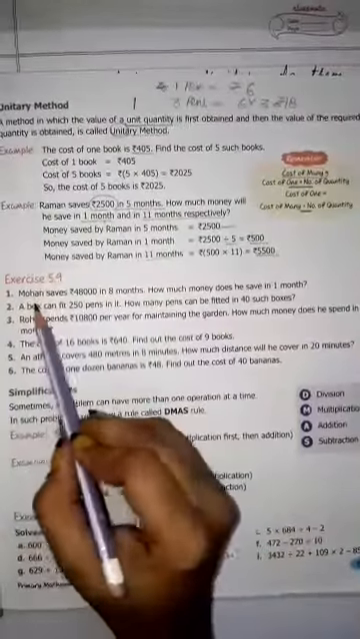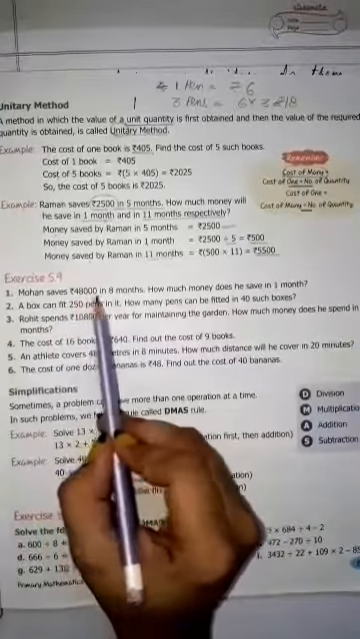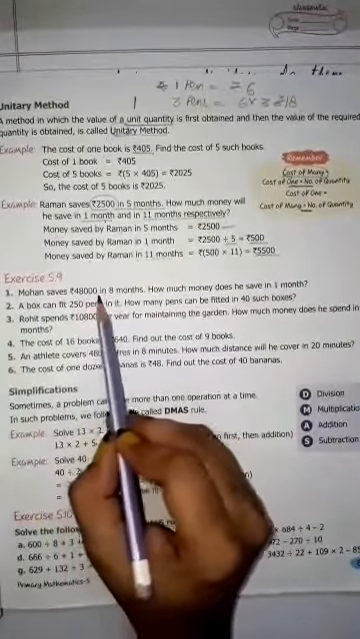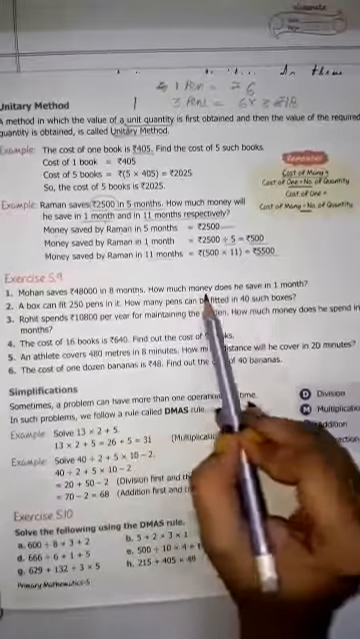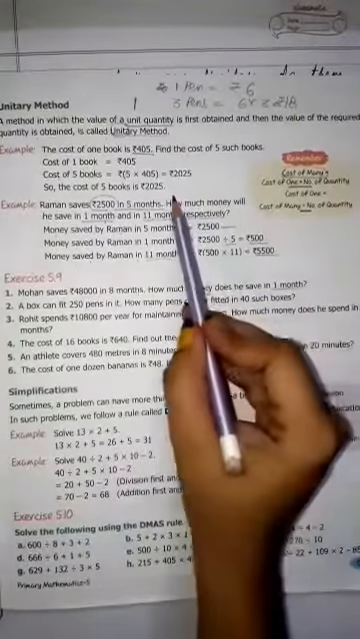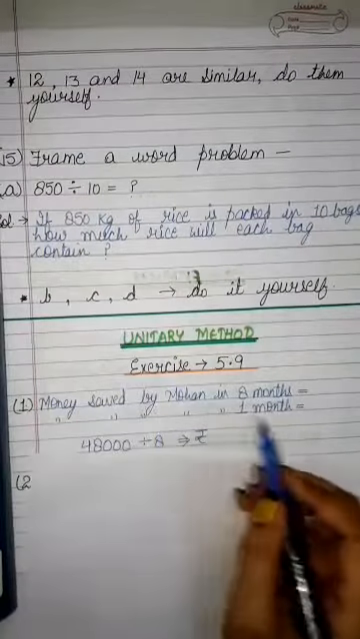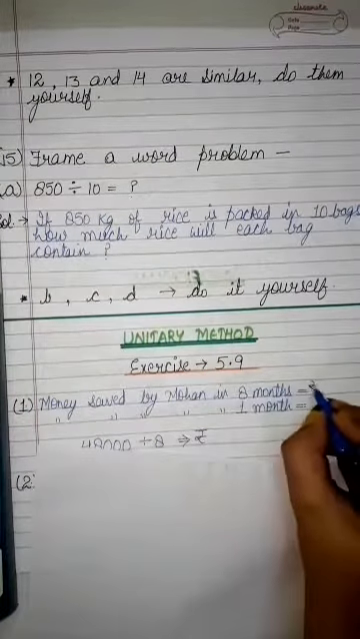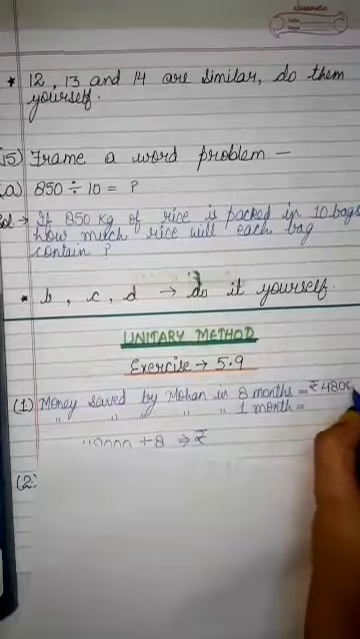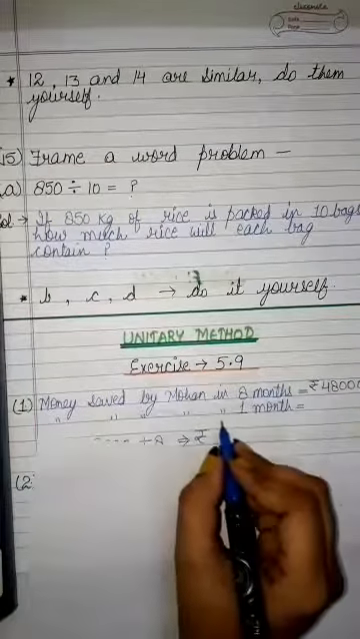Children, see the first question. Mohan saves 48,000 in 8 months. How much money does he save in 1 month? Similar question. See the solution. Money saved by Mohan in 8 months. That is rupees 48,000. Money saved by Mohan in 1 month.